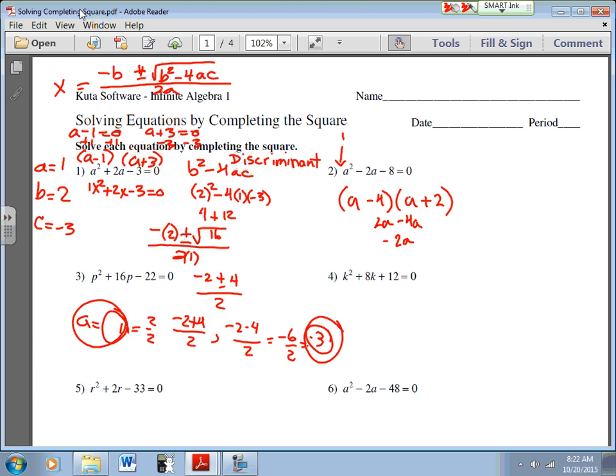Now, the factored form of this is A minus 4 and A plus 2, but the answers are actually what? What are the solutions? What are the roots? What are the zeros? What are the x-intercepts? One of the answers is 4, and the other answer is -2. Do you guys see that? Yep. All right, so those two are factorable.